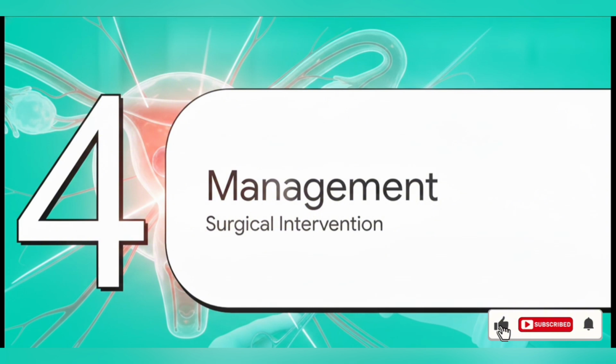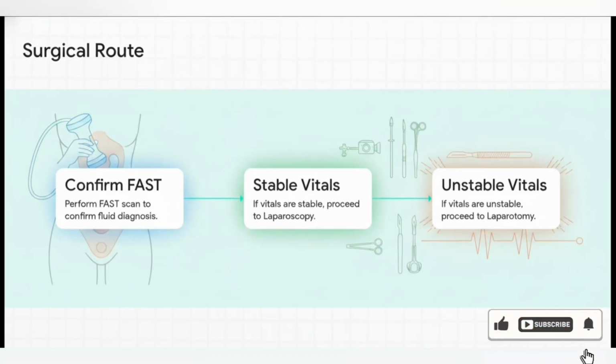All right, Section 4, Management and Culdocentesis. The diagnosis is made, and now we must save the patient's life through immediate surgical intervention. Let's see how this builds into an algorithmic flowchart for surgical management. First step, perform a FAST scan at the bedside to quickly confirm free fluid in the abdomen. From there, your route is based purely on the patient's hemodynamic stability. Vitals stable hain? Great, go for laparoscopy. Vitals unstable hain, patient is crashing, you do not have time to set up scopes. You must proceed immediately to an open laparotomy. It's very logical, very straightforward.